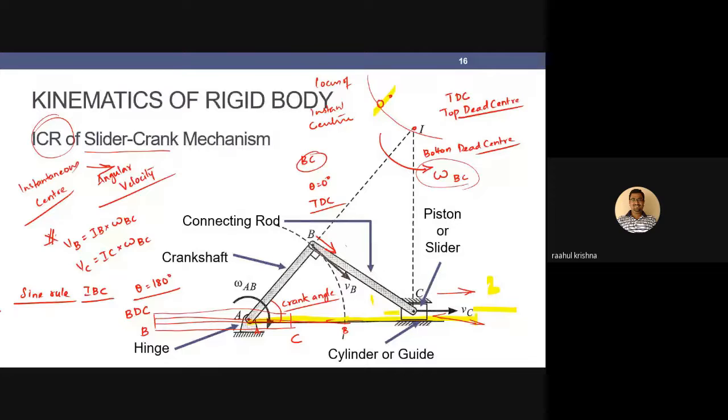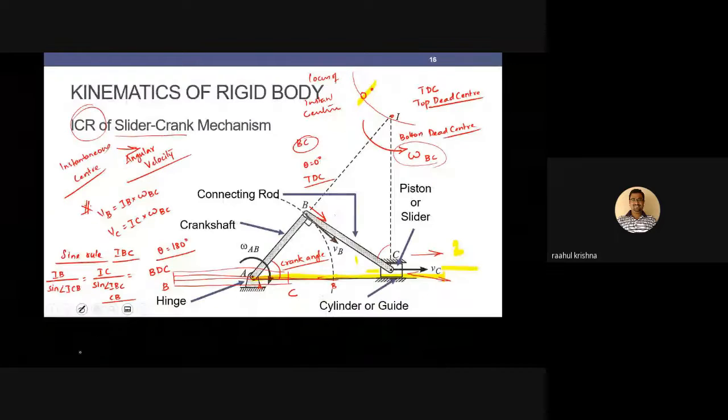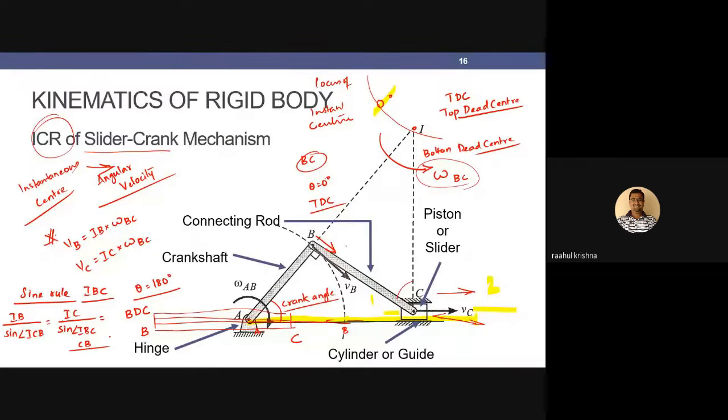Okay, fine. By applying the sine rule to this triangle IBC, my instantaneous center triangle, what I can obtain is IB divided by the sine of the angle at the opposite corner, that is angle ICB, equal to IC divided by the sine of angle IBC, equal to CB divided by the sine of angle BIC, because opposite to link CB, the angle is this.